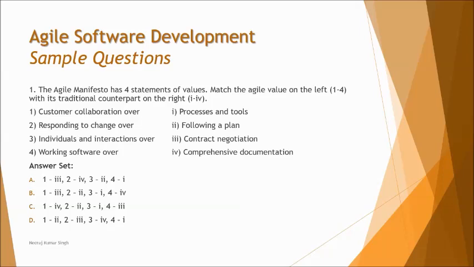The Agile Manifesto has 4 statements of values. Match the following Agile values on the left with its traditional counterpart on the right. So here we have customer collaboration. If you remember the manifesto part, which is quite straightforward to remember: customer collaboration over contract negotiation, responding to change over following a plan, individual interaction over process and tools, and working software over comprehensive documentation.